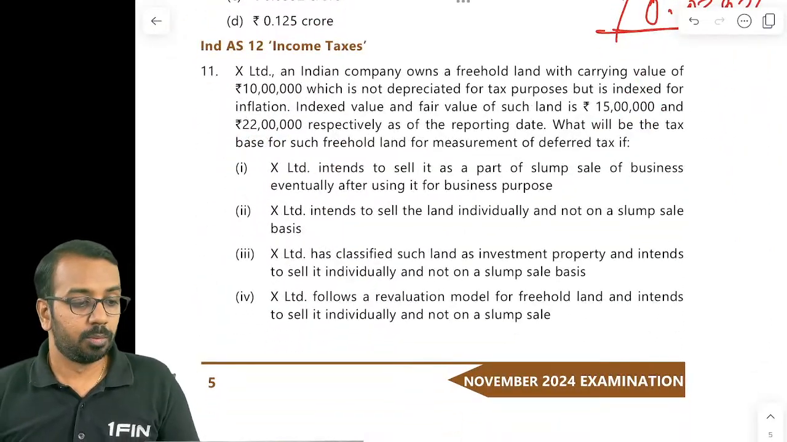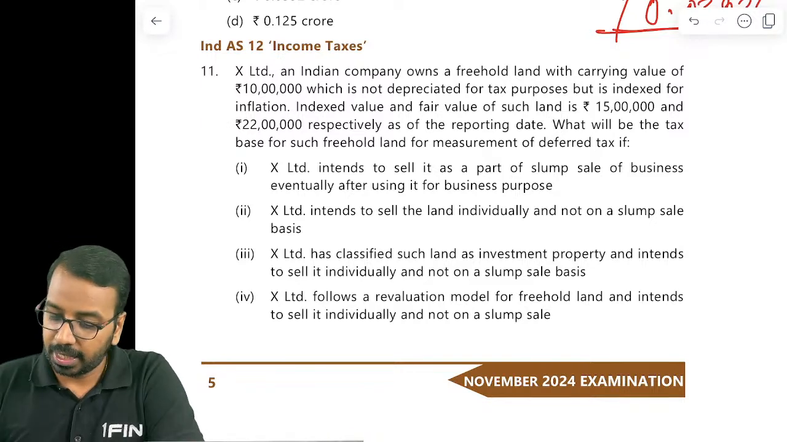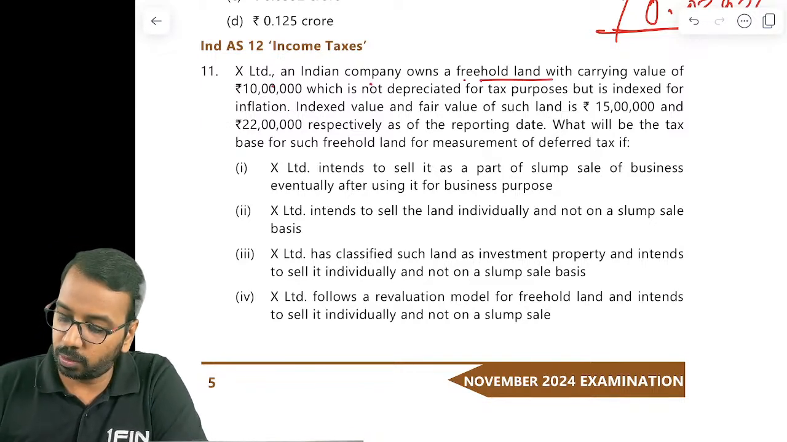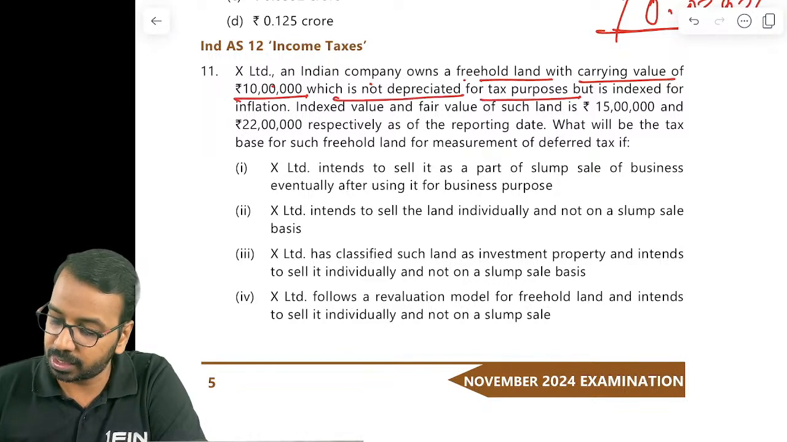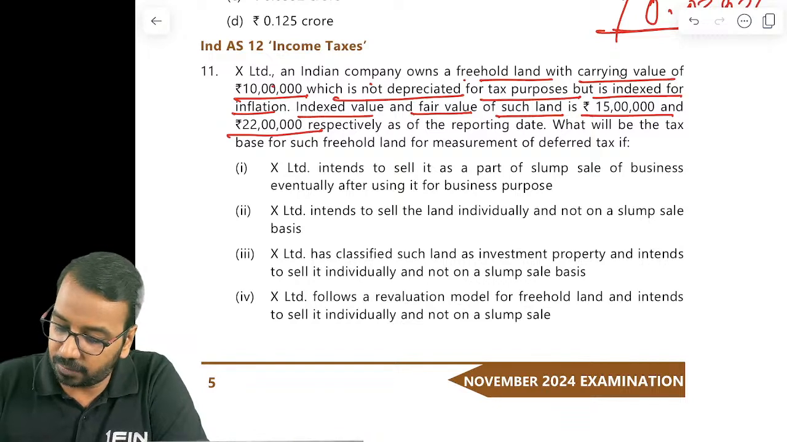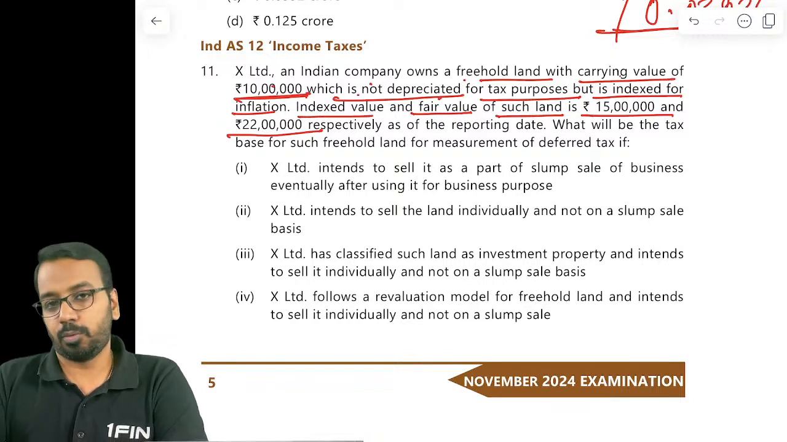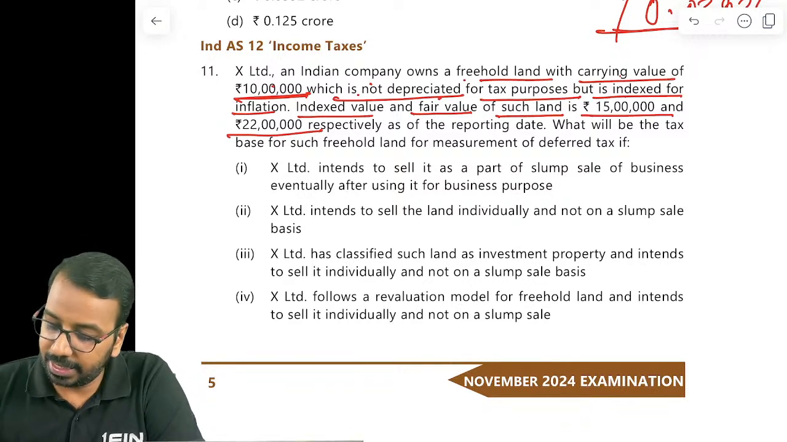Then moving on to the next one. X Limited, an Indian company, owns a freehold land with a carrying value of 10 lakhs, which is not depreciated for tax purposes but is indexed for inflation. Indexed value and fair value of such land is 15 lakhs and 22 lakhs respectively. Now, carrying value of freehold land is 10 lakhs. It is not depreciated both for books and also for tax purpose. It is indexed for inflation.